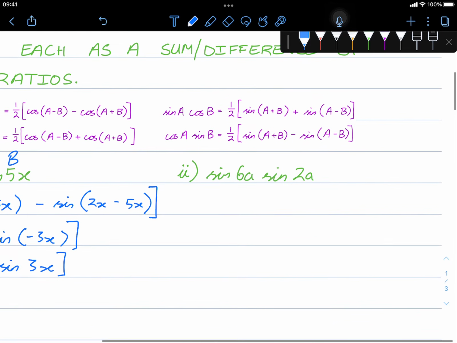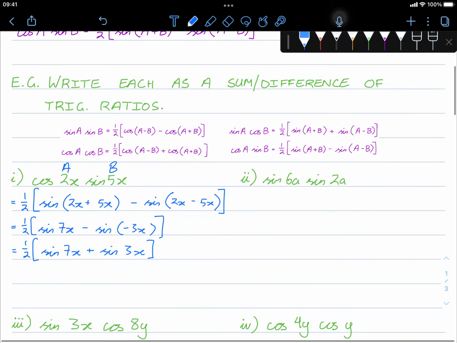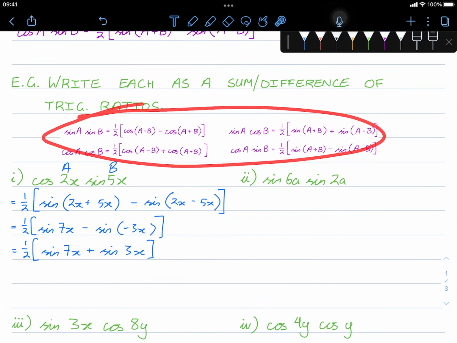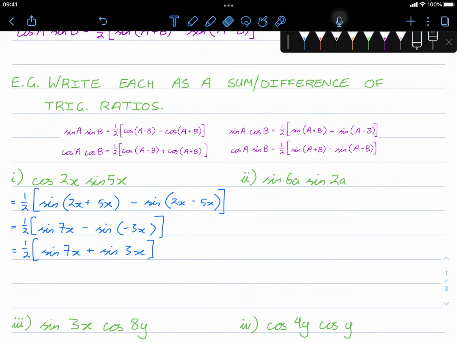Okay, let's move on forward. Hopefully you saw that that wasn't too difficult in applying the product identities. So let's move on and apply it to the next one.